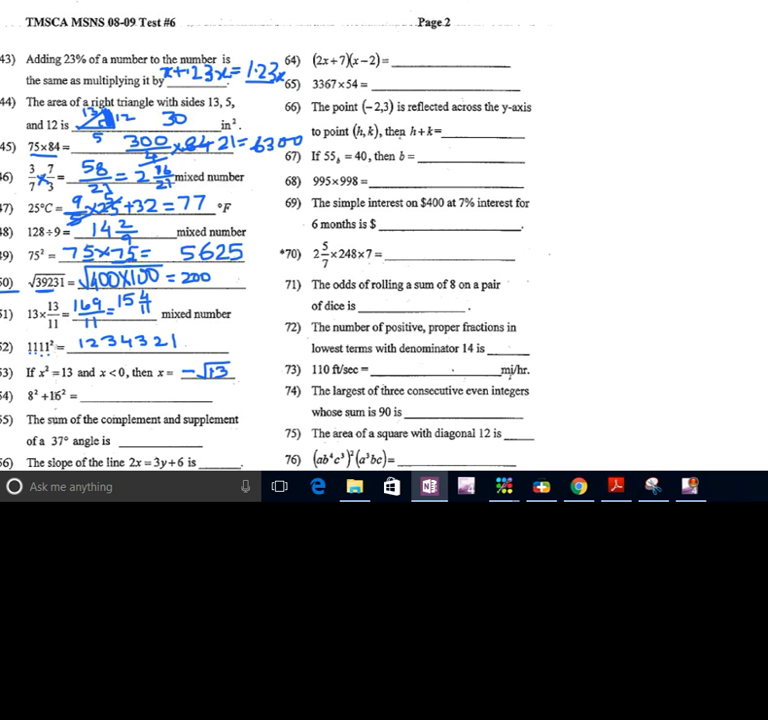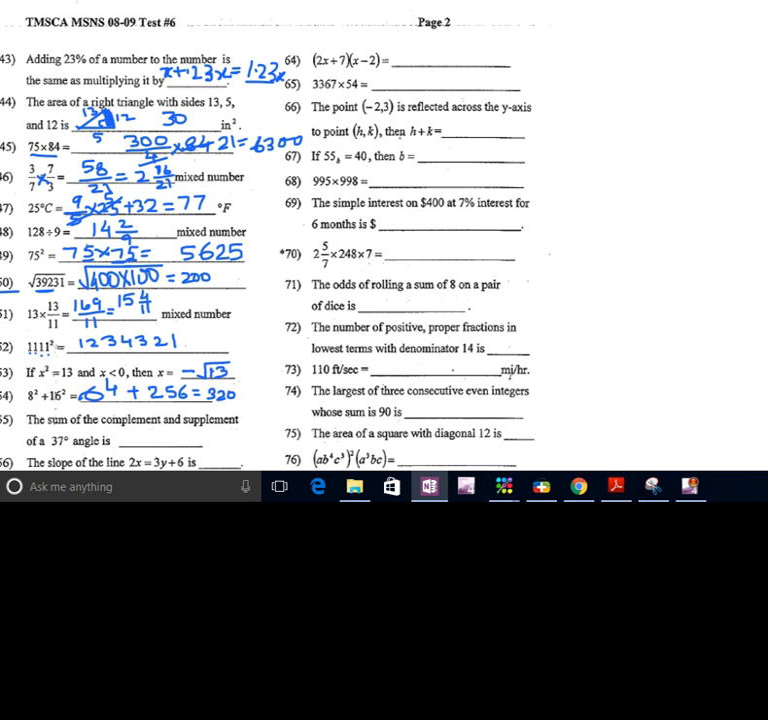What is 8 square plus 16 square? So 8 square is 64, and then 16 square is 256. So when you add these two numbers, what we get is 320 as the answer.